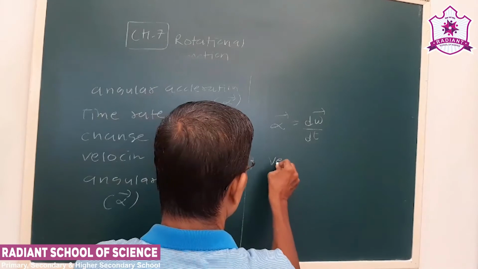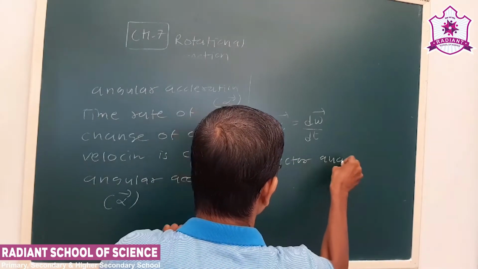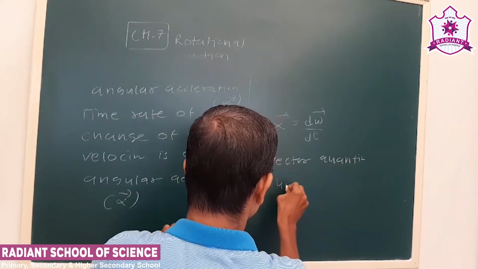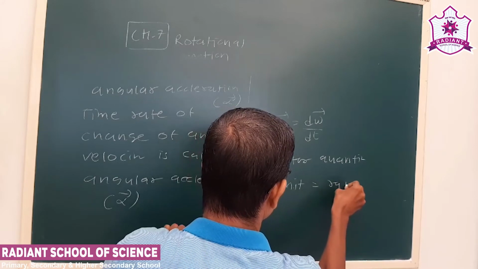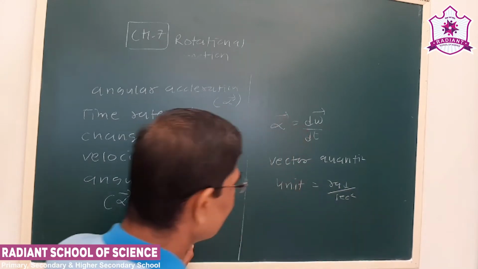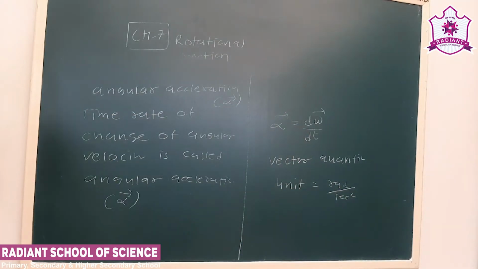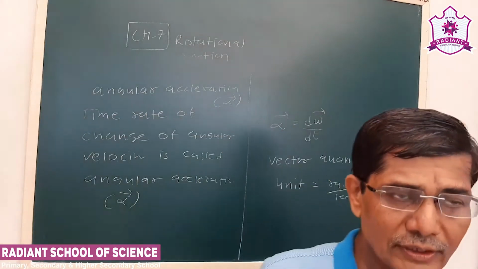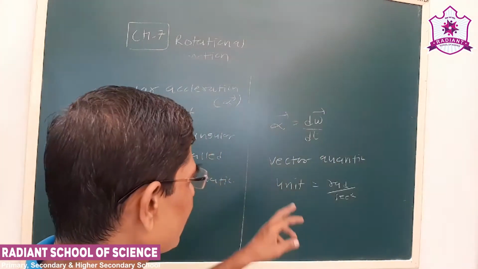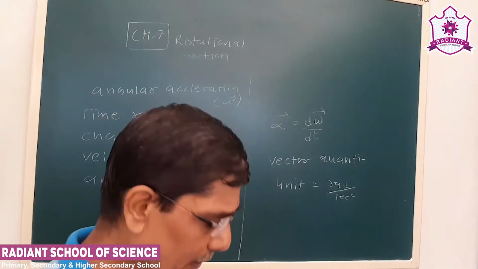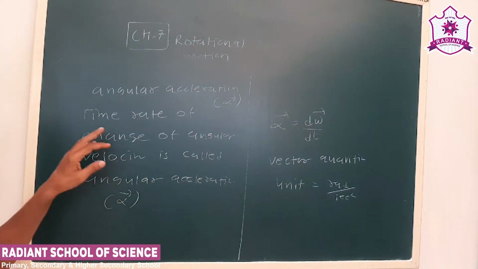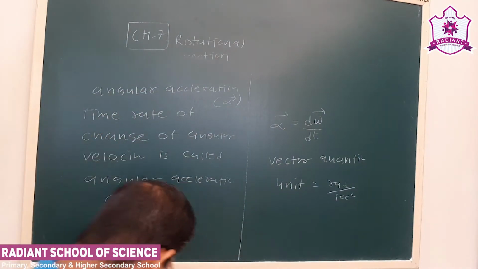It is a vector quantity. Unit will be radian per second square. And because it is a vector quantity, we should know about the direction also. So in case of fixed axis of rotation, alpha will be in direction of omega. Okay, so this is about the angular acceleration alpha.